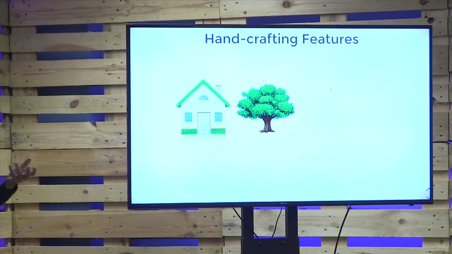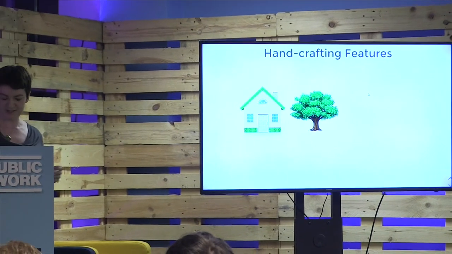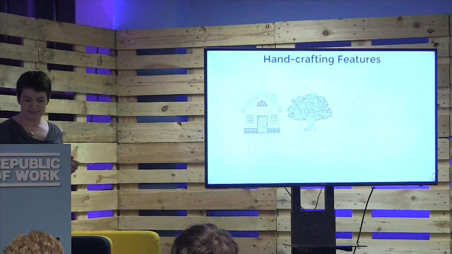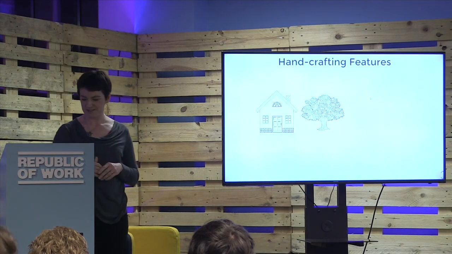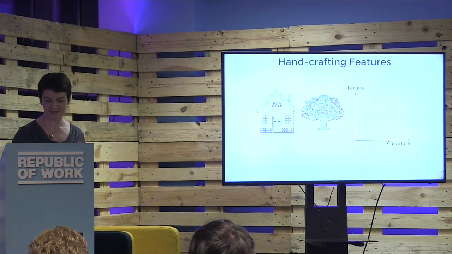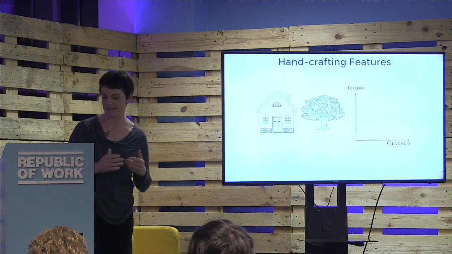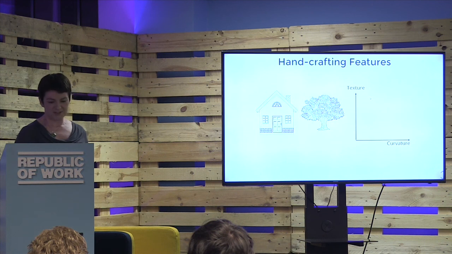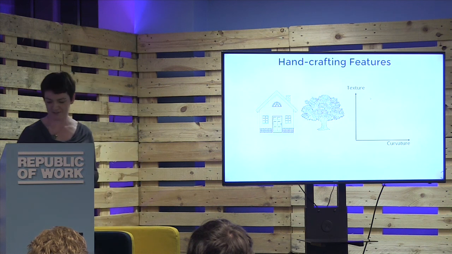So for example, if you have a task to distinguish images of houses from images of trees, you might try and think up some features. Let's say you first do some pre-processing and remove colours and just detect the edges in your image. You might decide that some good features for distinguishing houses and trees would be texture and curvature. The house doesn't have much texture in the image, and the tree has a lot of texture, and the lines of the house are mainly straight, whereas the lines of the tree have a lot of curvature.